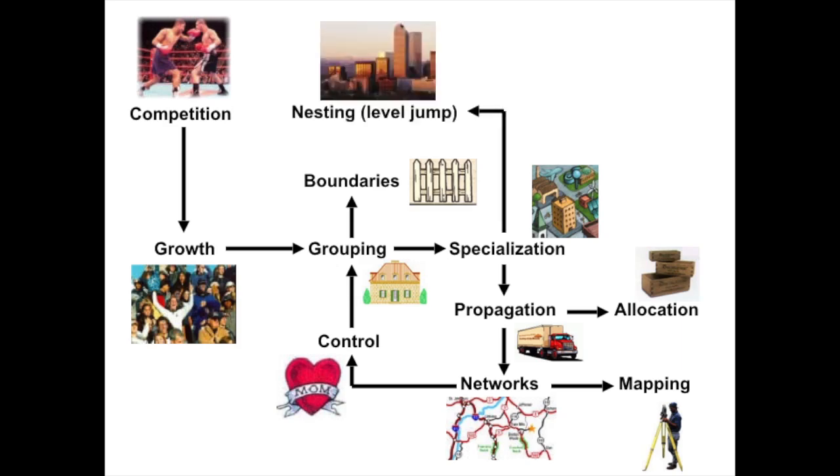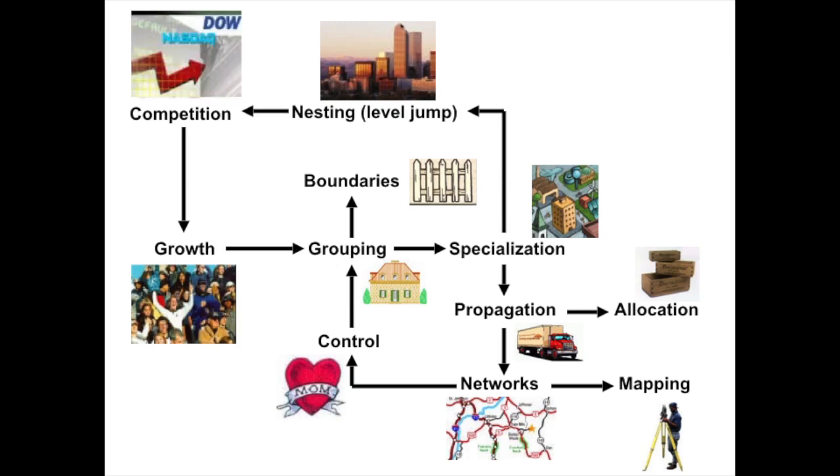And then at some point, the system can kind of transcend to the next level, and that's the nesting or the jumping, level jumping that we saw earlier. At that point, the entire competition can start over again at a higher level. So this is kind of one view over how a lot of these dynamics typically interrelate in interesting systems.